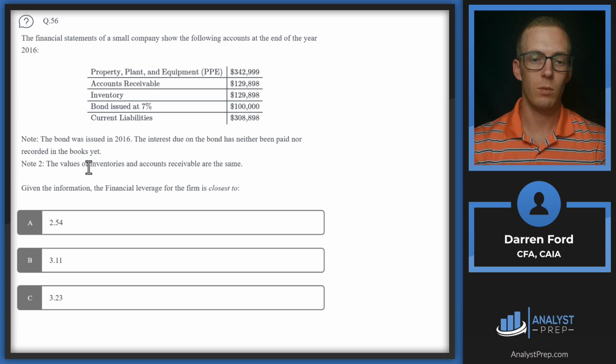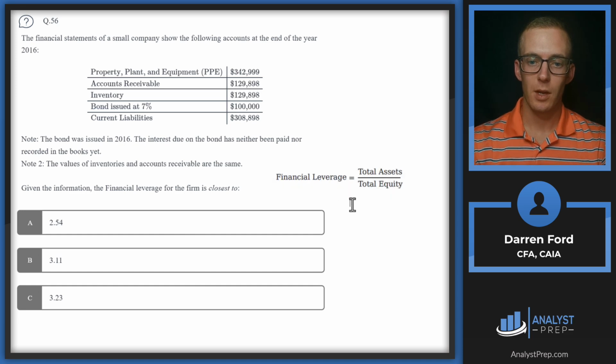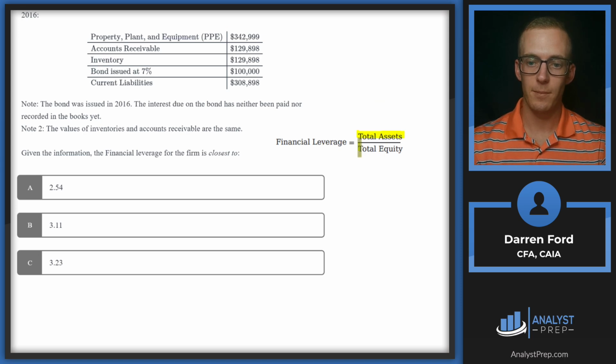And the second note, values of inventories and accounts receivable are the same. You can verify that up here. Just under $130,000. Given the information, the financial leverage for the firm is closest to. So we'll pull in our financial leverage formula here. I'm just going to scroll down so we have some more room. So we'll have total assets over total equity. Our total assets are just going to be these three top values here added together, since these are our assets.